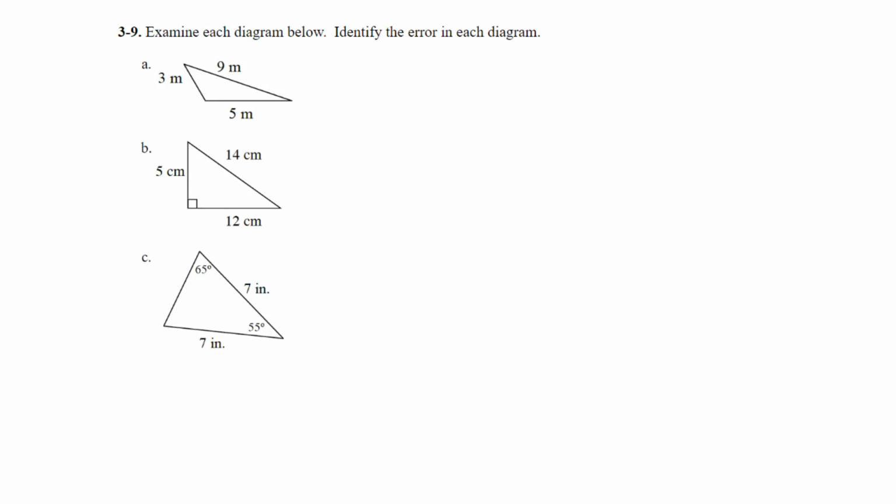Question 9. Examine each diagram below. Identify the error in the diagram. So on part A, the error in the diagram is you have a length of 3 and a length of 5. You cannot have a length of 9 meters because 3 and 5, the largest it could be is 8, and the smallest that side could be, if you subtract those, would be 3. So it has to be somewhere in between 3 and 8, so 9 is not possible.